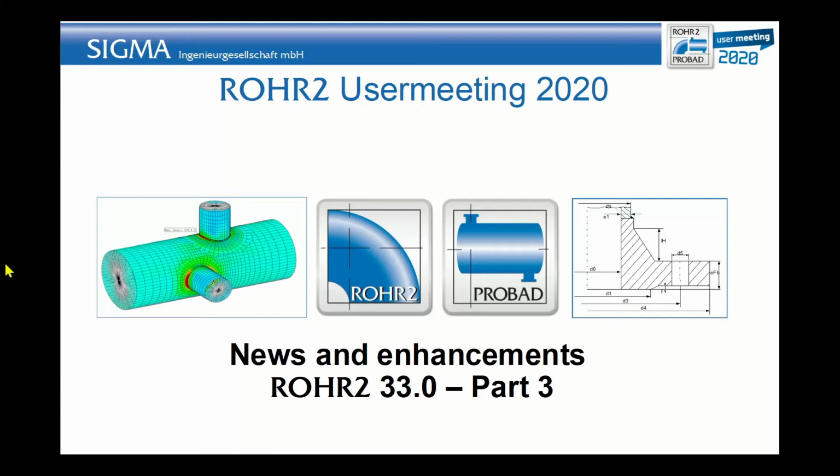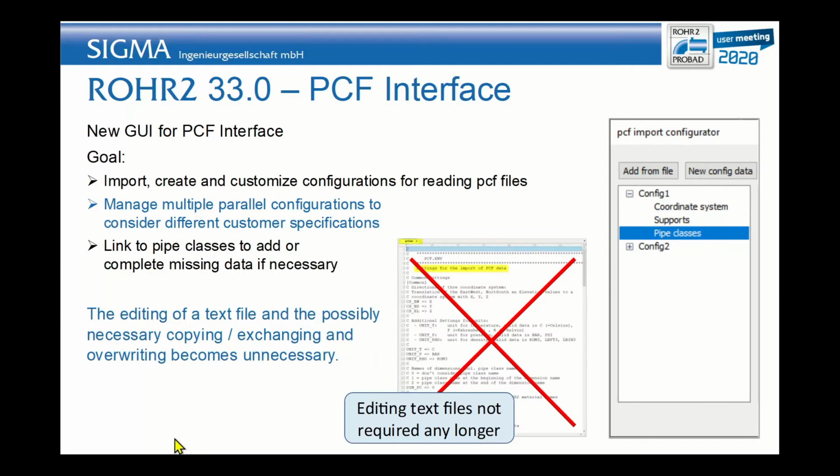Hello and welcome to part 3 of news and enhancements in RAW2 version 33. First, I would like to show you the new PCF import configurator.